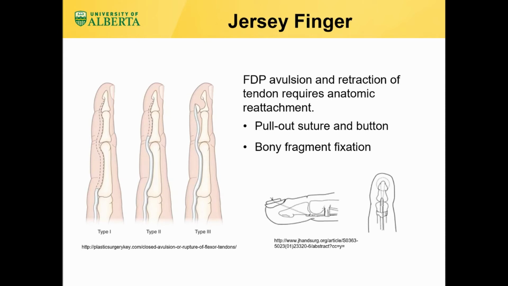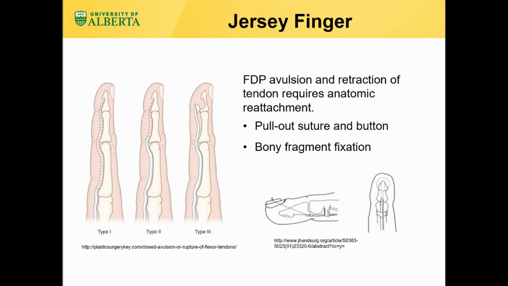Depending on the severity of the avulsion, the FDP tendon may retract all the way into the palm, type 1, or it may remain at the level of the PIP joint, type 2. Regardless of where the tendon retracts to, the treatment consists of anatomic reattachment of the FDP tendon.